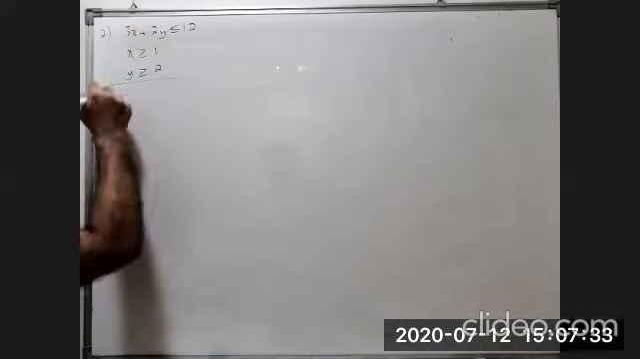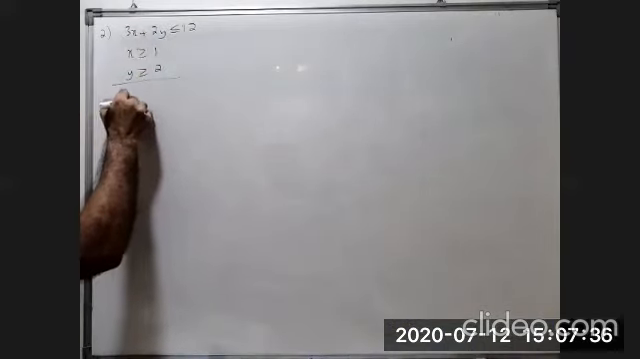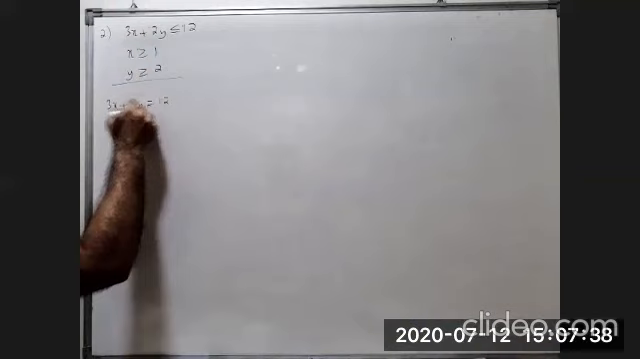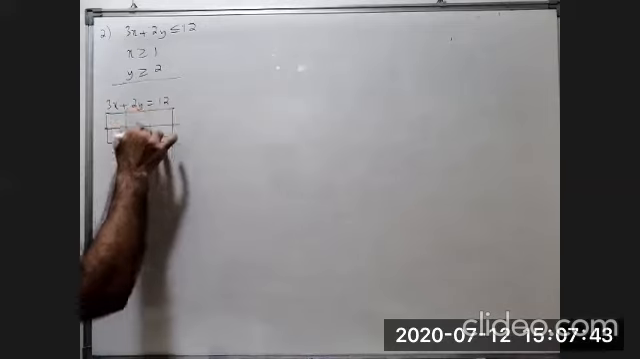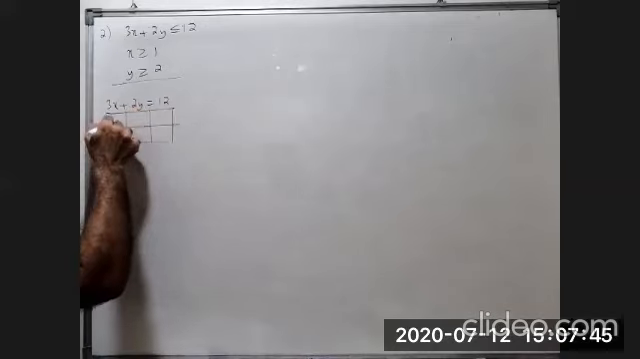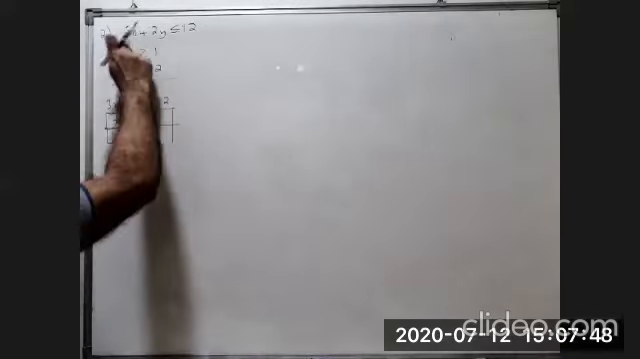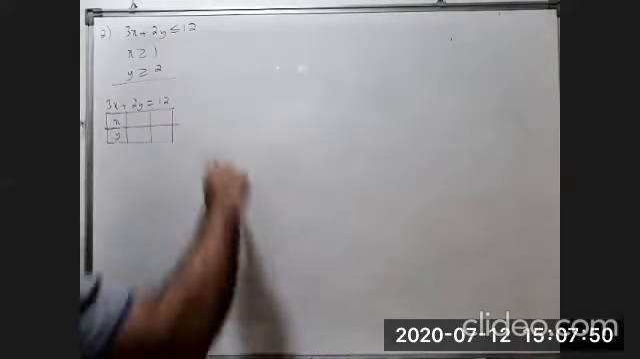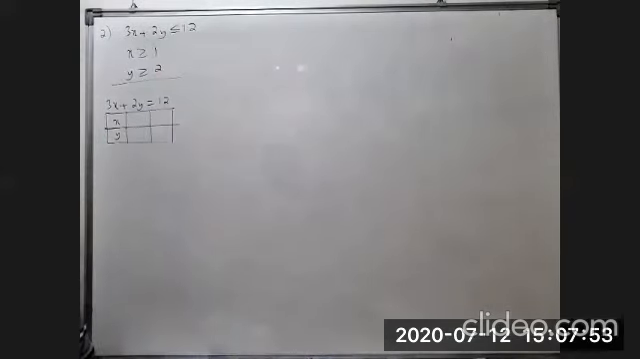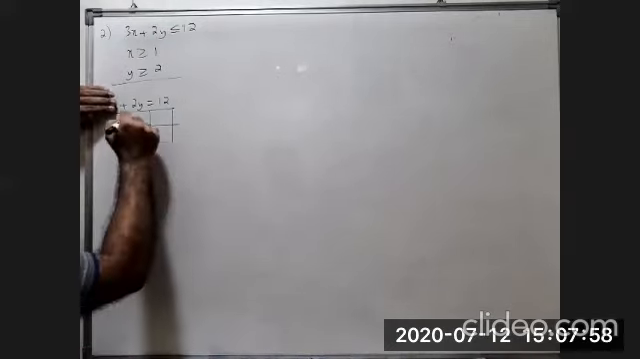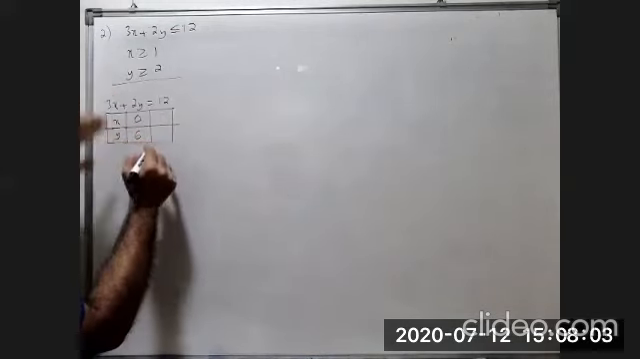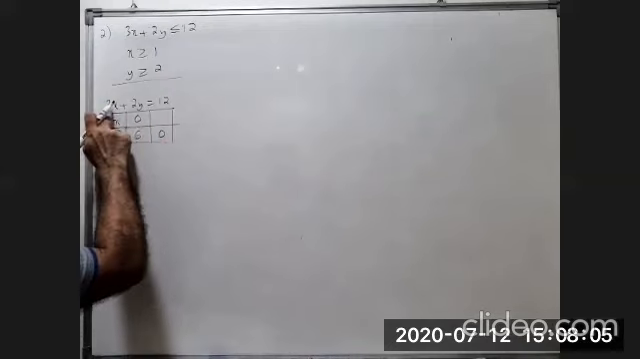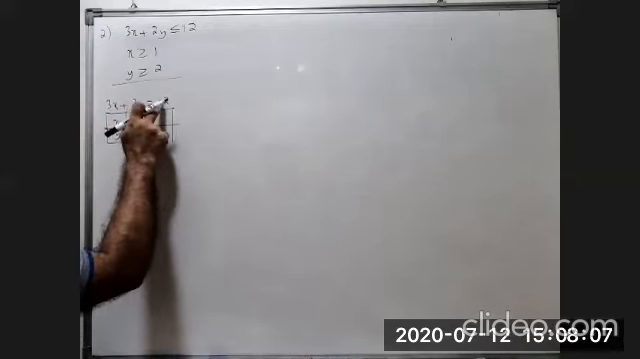The equation is 3x plus 2y equal to 12. Again, for drawing the equation, we need only two pairs of points. If both coefficients are factors of this constant, the best way is to first put x equal to 0. If x is 0, 2y is 12, y is 12 by 2, 6. Then y is 0. 3x is 12, x is 12 by 3, 4.